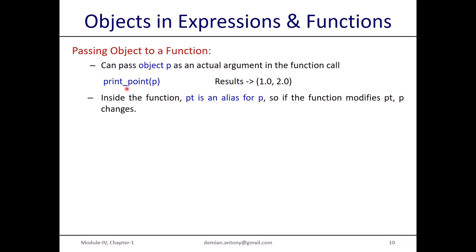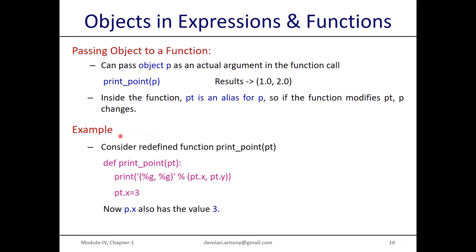And when we call a function with the object as a parameter, the argument in the definition of the function becomes the alias to the actual parameter that is found in the function call. It means that whatever changes you make within the function through the object, the formal argument pt will change the value in the actual parameter object p accordingly.